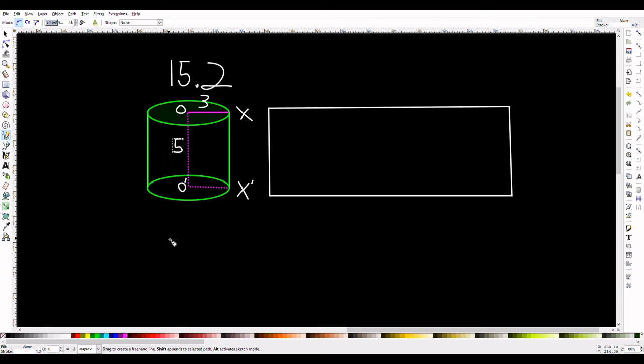What's the area of one of these bases? Well, they're what shape? They're circles. So the area of the circle is pi r squared, and so we will have pi r squared times the height. And what is our height? It is 5, and what is our r? It is 3.